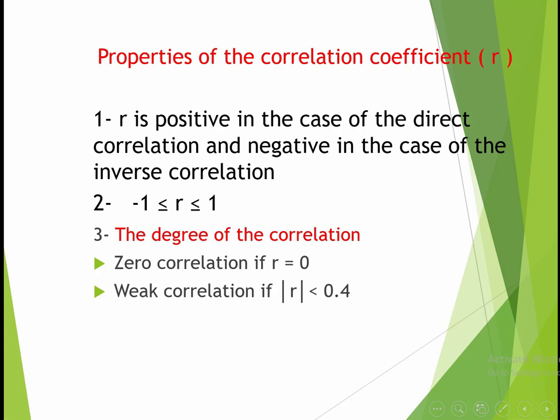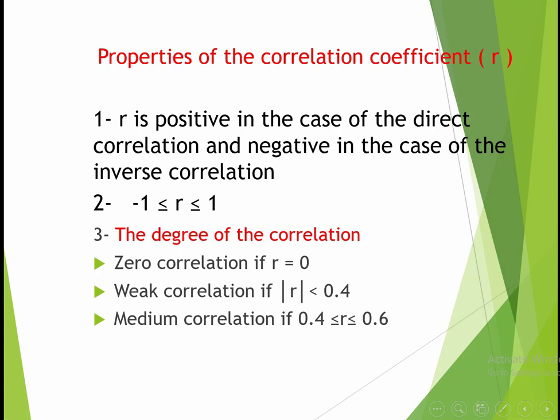The absolute here means whatever, positive or negative. For example, positive 0.4, the absolute is 0.4. Negative 0.3, the absolute will be 0.3. So the type is weak if the absolute of R is less than 0.4.